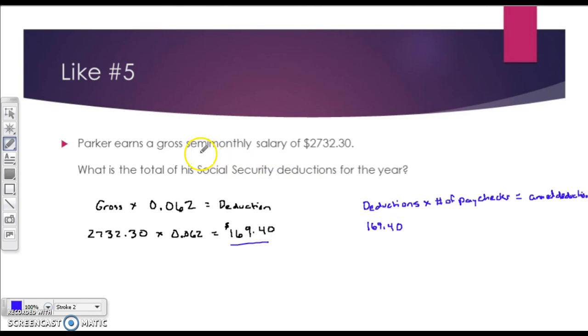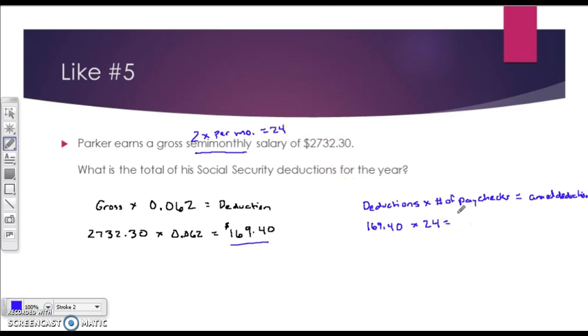Wait a minute, semi-monthly, how often is that? That means 2 times per month. So if there's 12 months, that means he gets 24 paychecks per year. So I'm going to say times 24. And again, that chart is in the notebook.